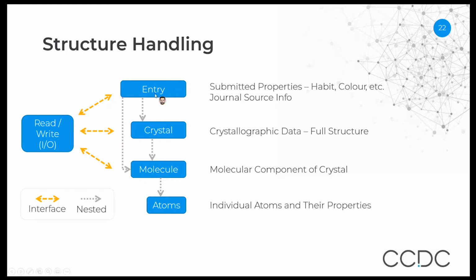What's important to know here is that you can go from an entry into a molecule, and you can get the crystal from an entry as well. So you can go up and down if you wish. If you want to create an entry class, you can from a crystal. There is a read and a write function within our API that allows you to either read or write an entry, a crystal, or a molecule, and I'll be demonstrating that through the demo. So that's just the overall input and output.